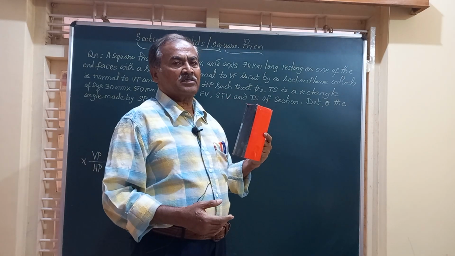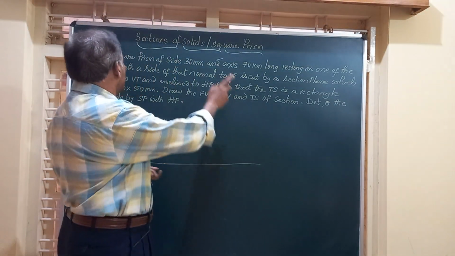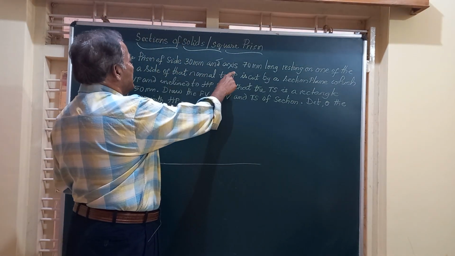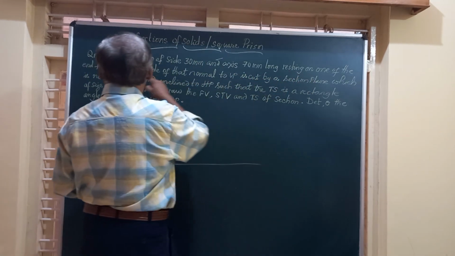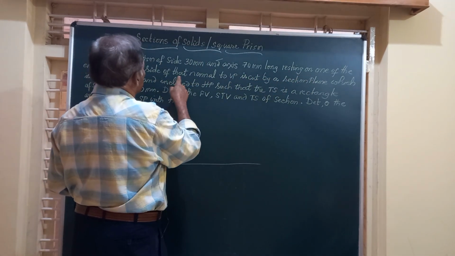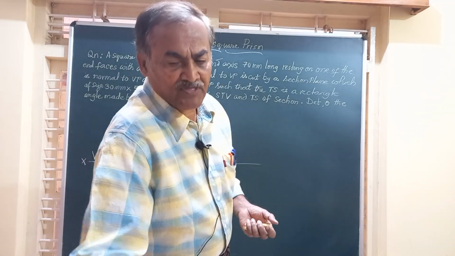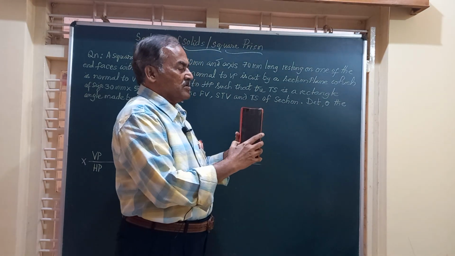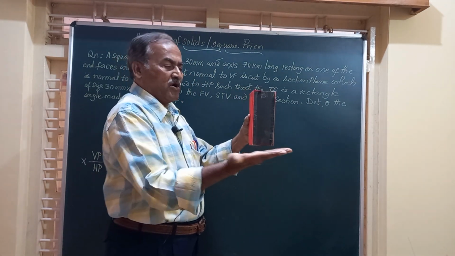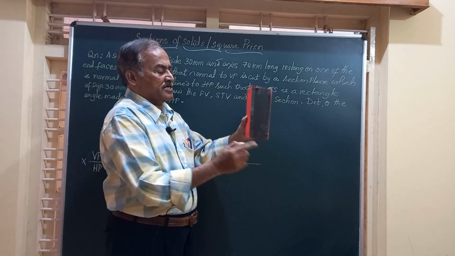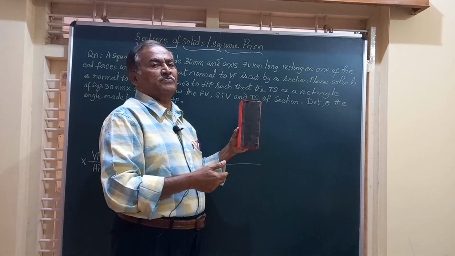And here, friends, the question for today's session reads like this. A square prism of side 30 mm and axis 70 mm long, resting on one of the end faces with a side of that normal to VP. So we have this square prism, and this square prism is resting on HP. My palm is the HP. It is said that one of the base edges is normal to VP.